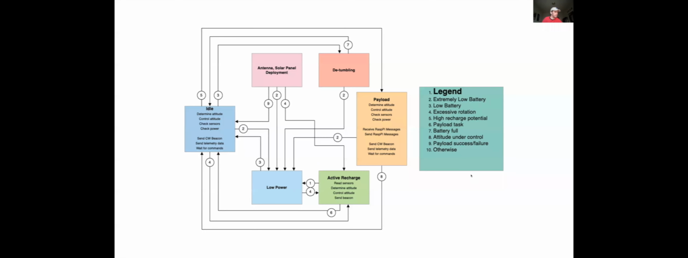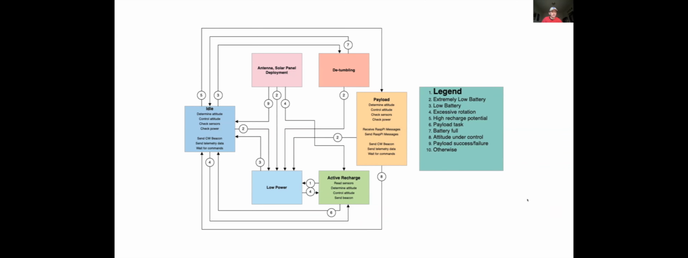The reason we break it up into a finite number of modes is so that it's easier to test, and it's also easier to debug, because there's only a certain number of states it can be in. It would be a lot more complicated if we had the status of the attitude determination and control system separated from the communication system, because then you'd have 2 squared combinations: this could be on and this could be on, or this could be off and this could be off. Whereas if they're tied together, it's a lot easier to debug.